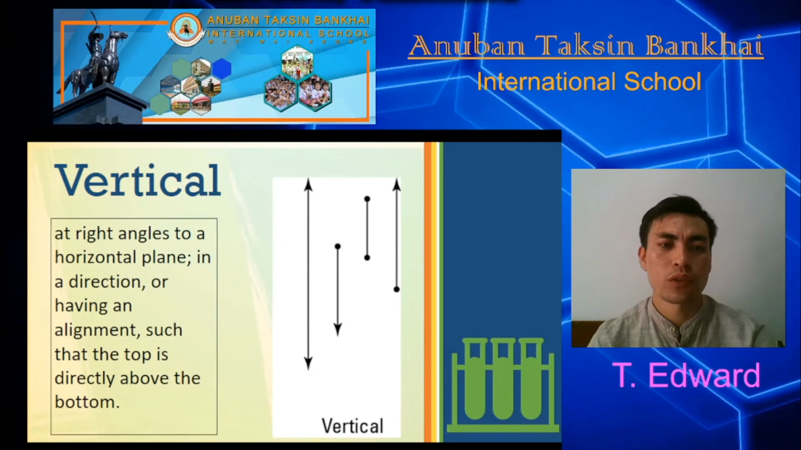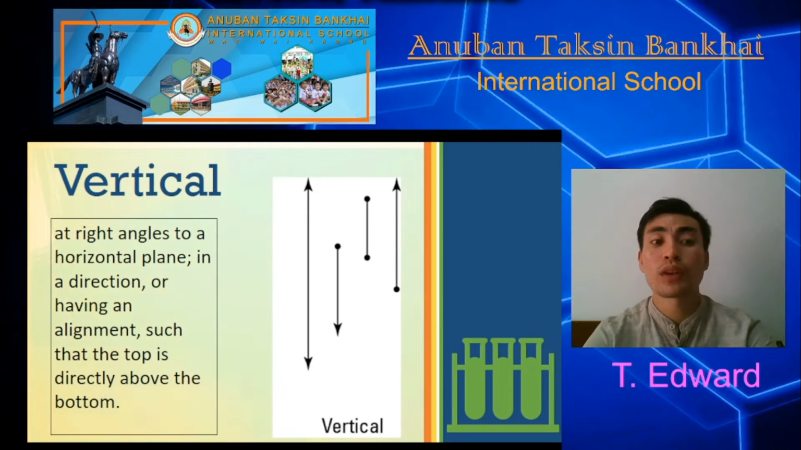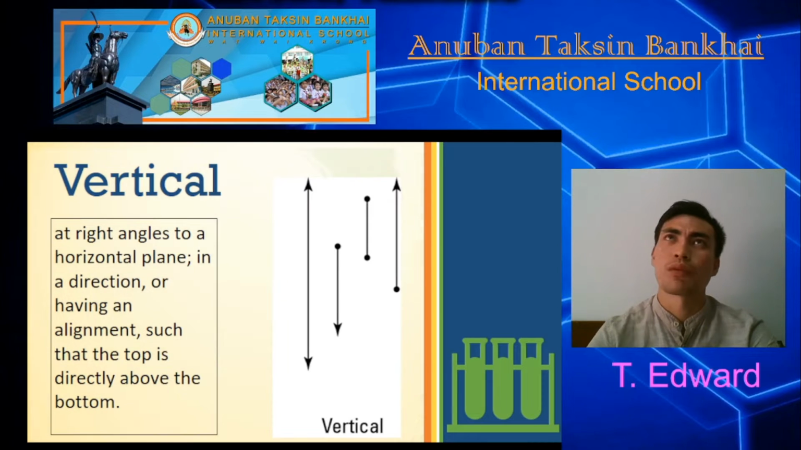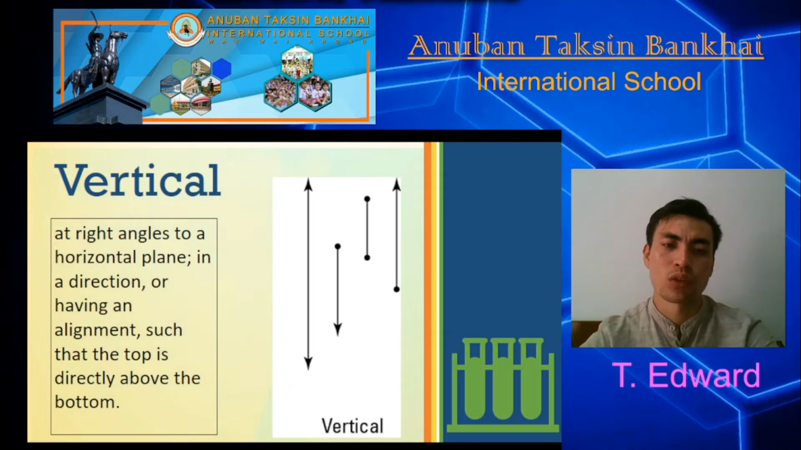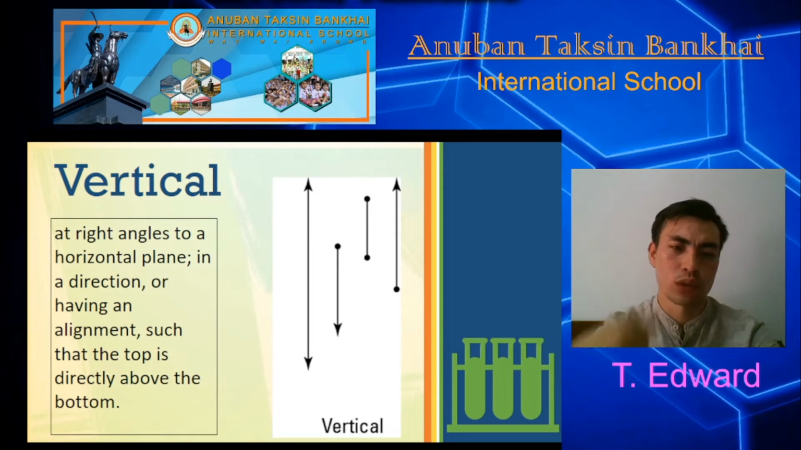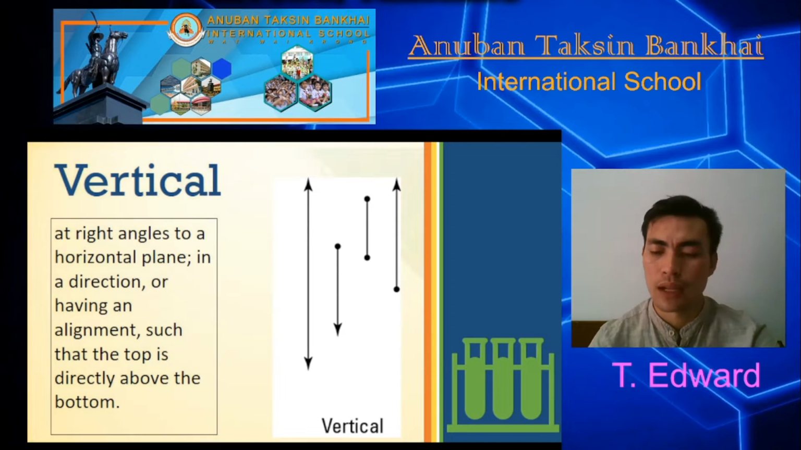The next word is vertical. It is at right angles to a horizontal plane, having an alignment such that the top is directly above the bottom. So if you see an arrow going up or an arrow going down, or a simple line from top to bottom, we call it a vertical line. If the arrow is upward or downward, we call it vertical.